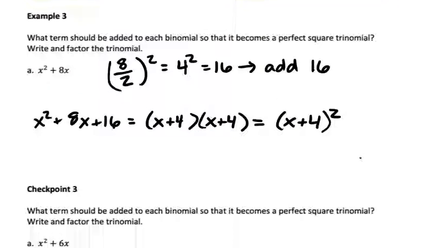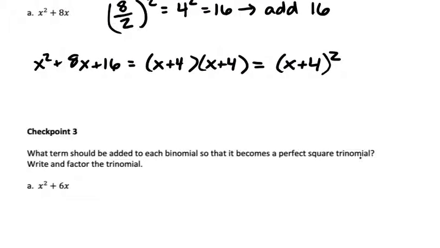So next you should look at checkpoint problem number 3. You only have to do part A. Do this in your notes, check your answer, and then move on with the rest of the video.